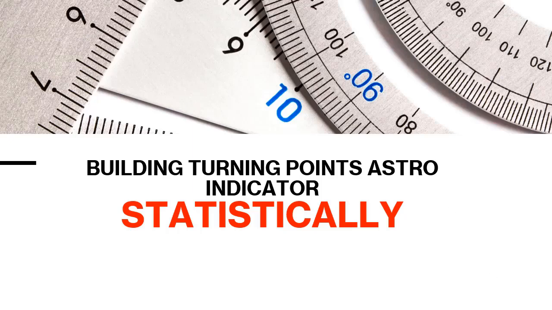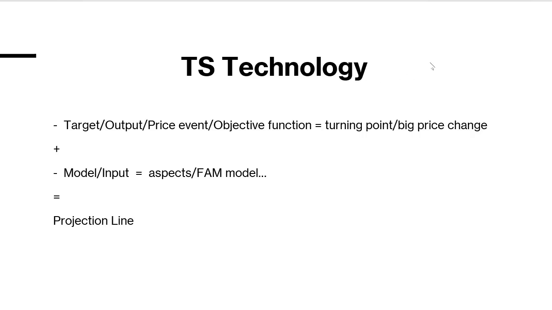Firstly, I will show you the general idea. Actually, this is Timing Solution technology, a pretty standard approach. You see, we have two components. First, this is price events. What is that? We try to predict turning points, try to predict big price change. We call it the target, or in neural net science they call it output. This is what we are trying to forecast.